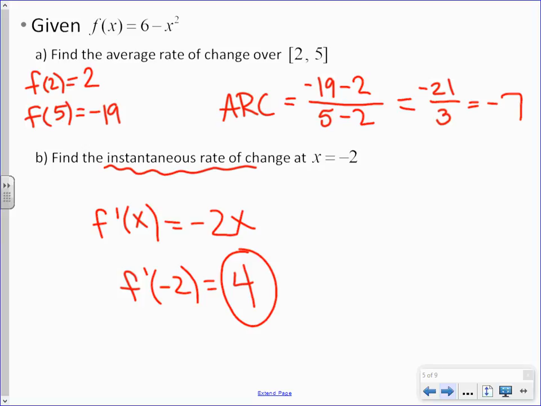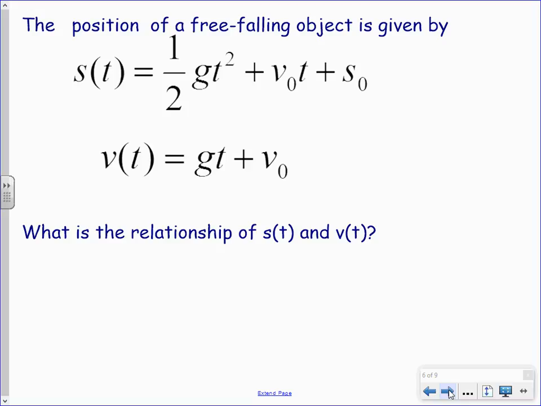How many of you are in or have had physics? Okay, that's a little bit of physics for you. We're going to talk about falling objects, not throwing an object, just dropping an object, okay? Falling objects. The position of a free-falling object is given by this. Its velocity is given by this. Go ahead and write it down, and then we're going to talk about the relationship of the two equations.